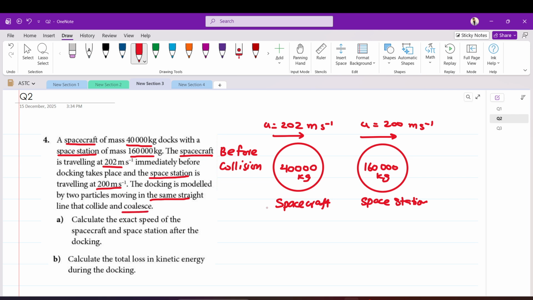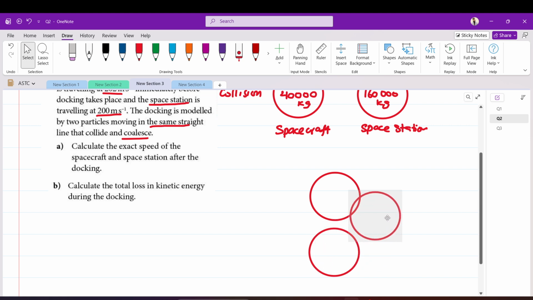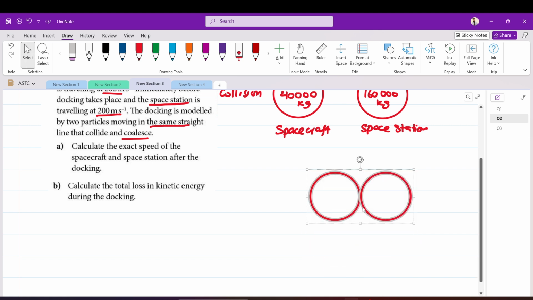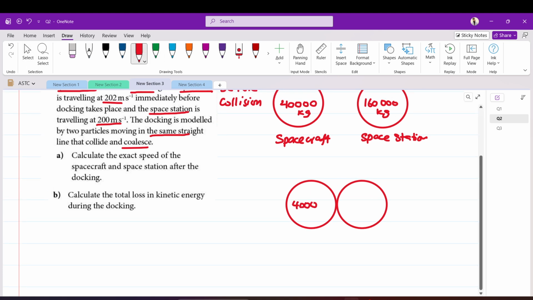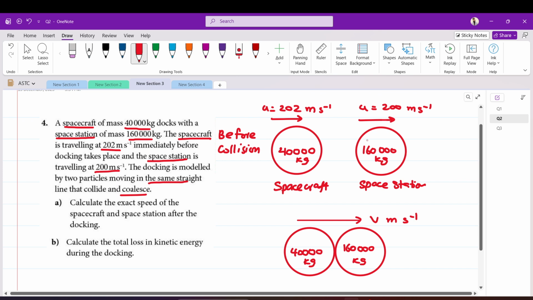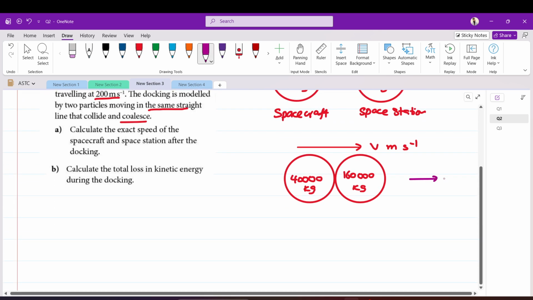And we know that the particles will coalesce. So that means we have two particles which are joined together. The word coalesce basically means that the particles have now been joined. So now this is 40,000 kg, and this one is 160,000 kg, and together they are moving at the same velocity, which is v. We don't know what this v is, so you can just write v meters per second. Because both of them are moving to the right, their subsequent motion after collision is also bound to be to the right, and we'll take the right hand side to be positive.